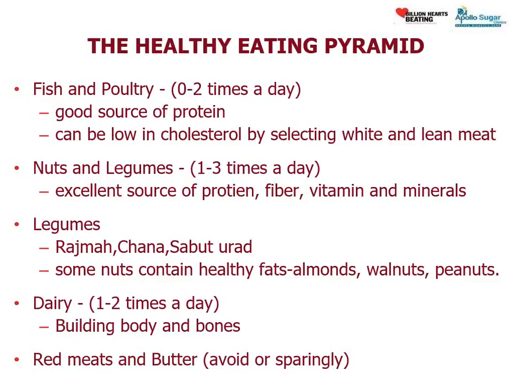Nuts and legumes, again I would say, do not debar them completely from your diet. They are an excellent source of protein, fiber, vitamins and minerals. Apart from that, most of the nuts are an excellent source of omega-3 fatty acids. Legumes, like your whole pulses, rajma, chana, urad, contain healthy fats, as do almonds, walnuts, peanuts. If you combine them with your legumes and have them soaked in the morning, they're going to give you the best results because it's an ideal combination of omega-3 along with your proteins.